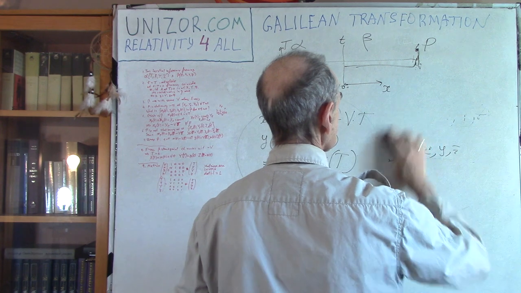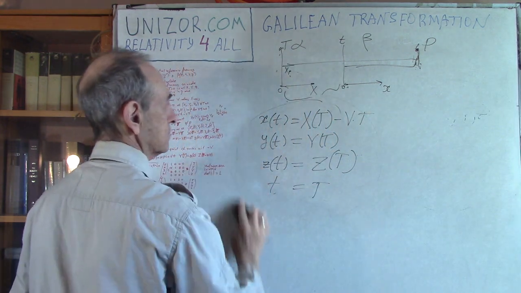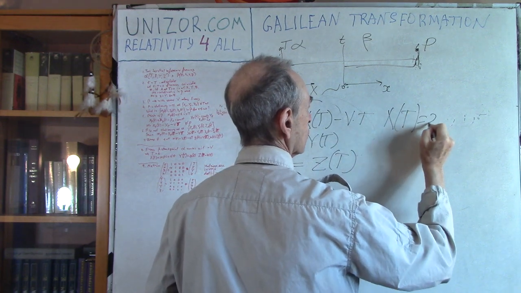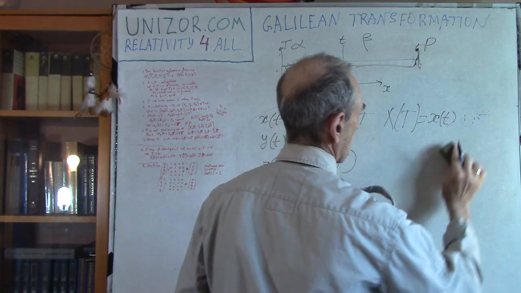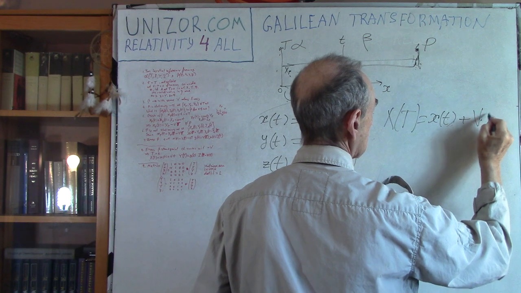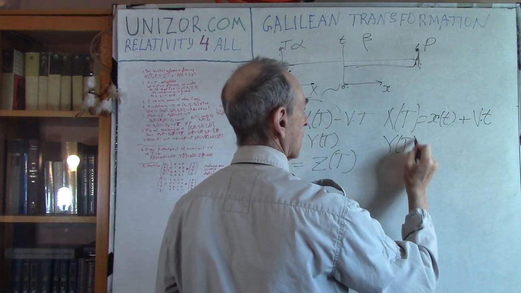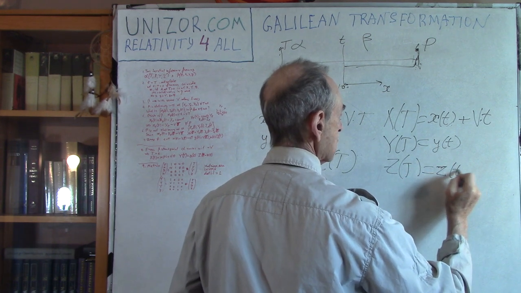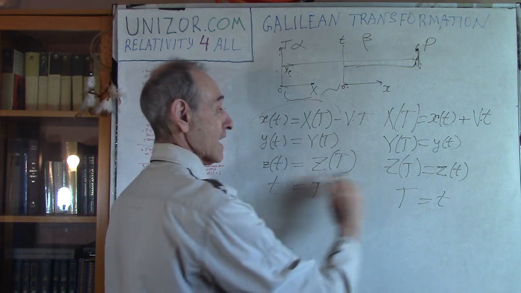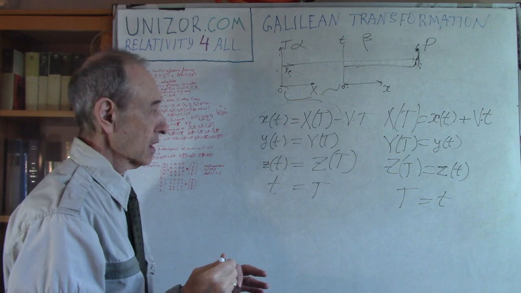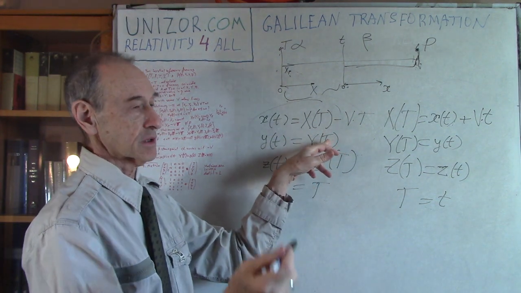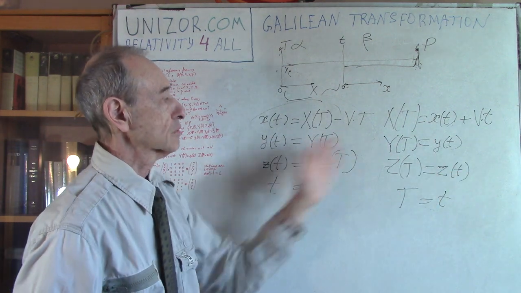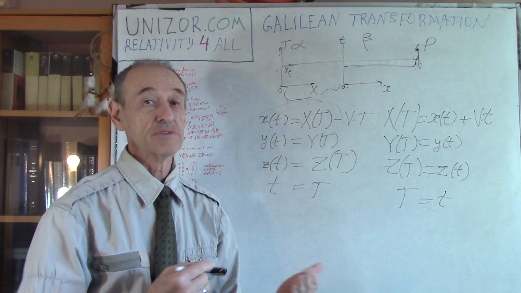Instead of v, I will use minus v, and what will I have in this case? I will have that capital X of t is equal to lowercase x of t plus v times lowercase t, and capital Y is equal to lowercase y, capital Z is equal to lowercase z, and capital T is equal to lowercase t. Exactly the same, except minus and plus. Because beta moves with the speed v relative to alpha, but alpha moves with the speed minus v relative to beta. So these two transformations are completely reversible. They are inverse to each other.